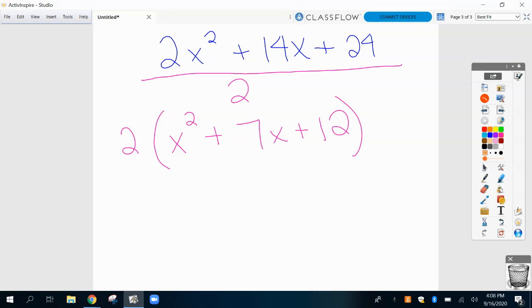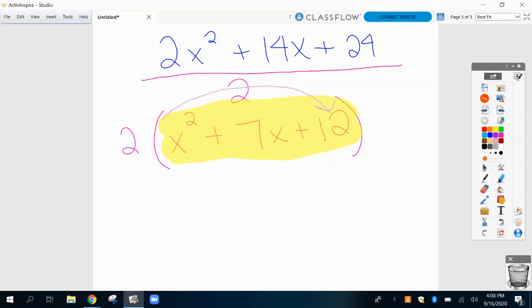Now, instead of just circling this and saying, yep, check, I'm done, I'm going to look right in here and ask, is there anything else that I can do? So now I want to look at these 3 terms and consider a trinomial. I'm ignoring that 2 out in front. I'm just looking at x squared plus 7x plus 12. It's 3 terms, so let me try and factor it as a trinomial.